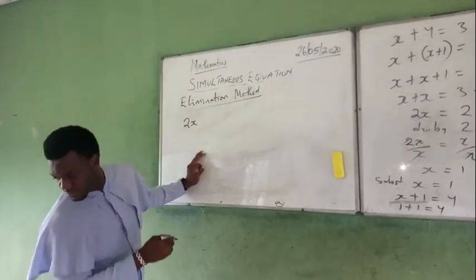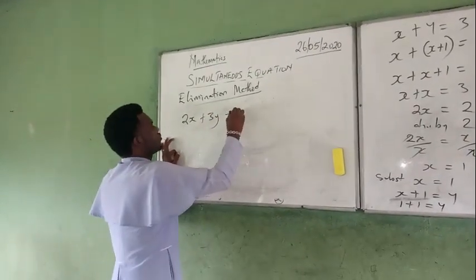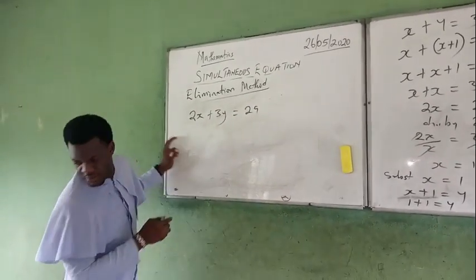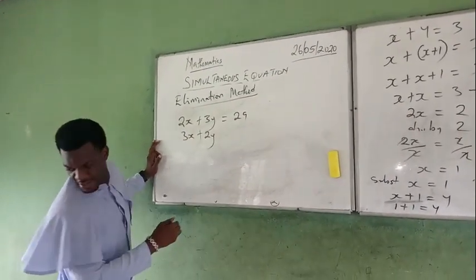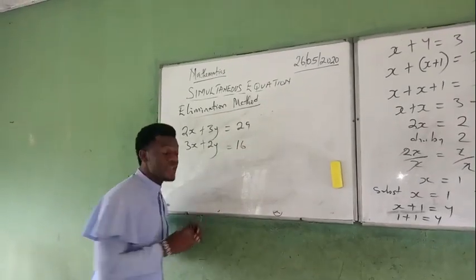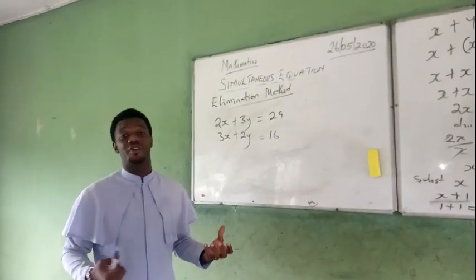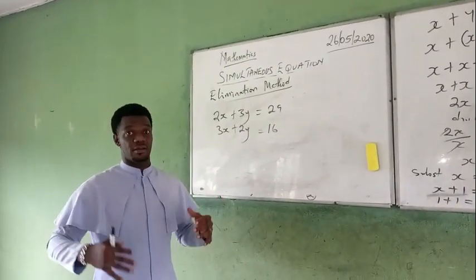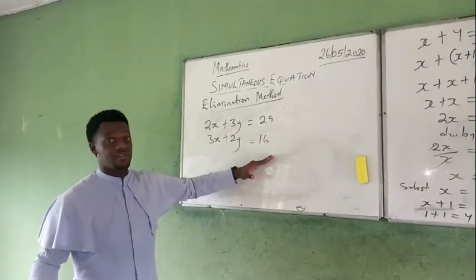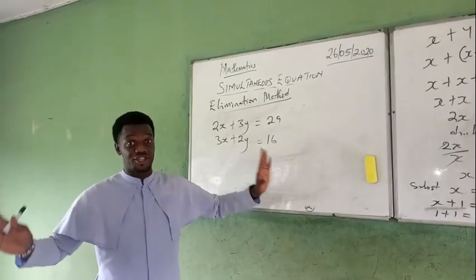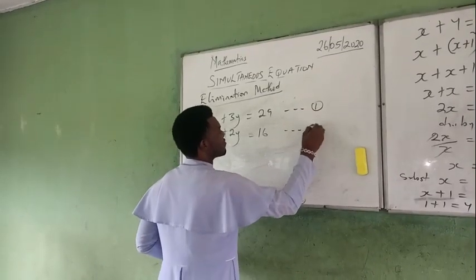2x plus 3y is equal to 29. 3x plus 2y is equal to 16. Here we can use the substitution method in solving this, but it will be very difficult somehow and elaborate. So the best method you can employ in solving this kind of simultaneous equation is the elimination method. And first of all, you call this equation 1 and this equation 2.